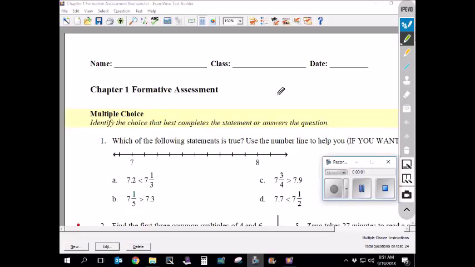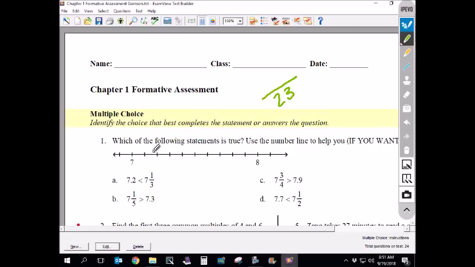Okay, so this is going to be out of 23. So let's go ahead and put out of 23 at the very top there, because that's how many points this formative is going to be out of. Okay. Number one. Now it does have a W on your copy right here, which means you did have to show work on this one.